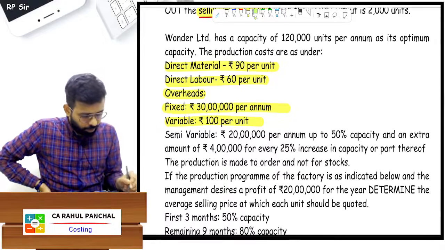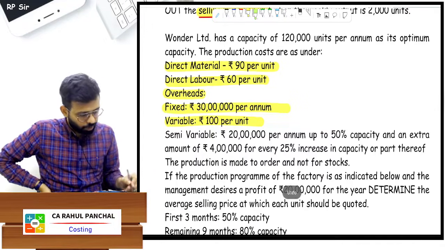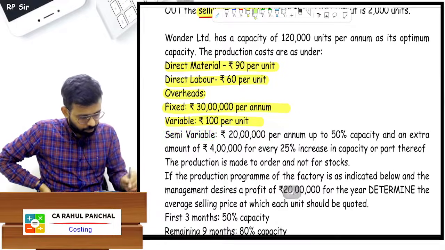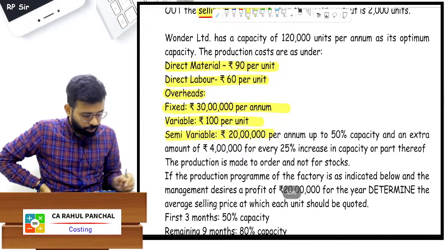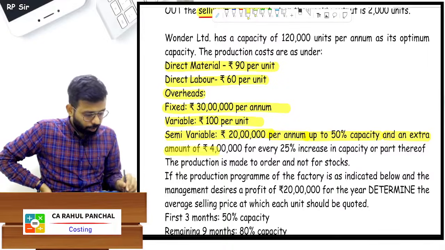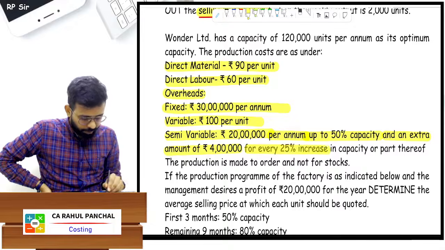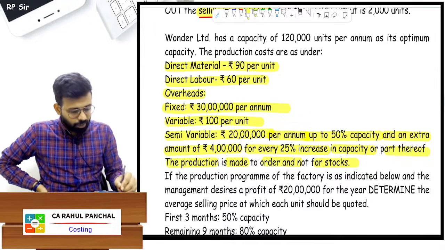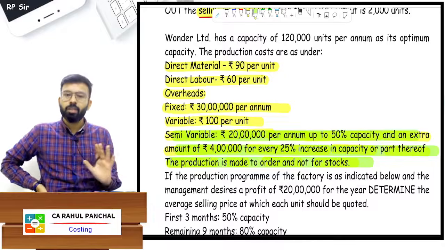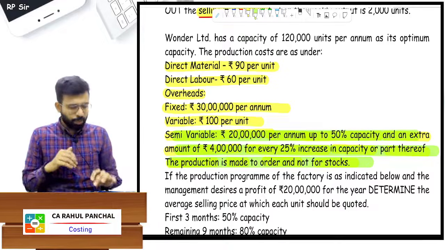Fixed portion, you can assume rent as this fixed cost. Then semi variable cost is there in the question, 20 lakhs per annum up to 50% capacity, and an extra amount of 4 lakh for every 25% increase in capacity or part thereof the production is made. Please ignore these 3 lines, we'll come to this later on. As of now, please ignore these 3 lines, just for 4 to 5 minutes.